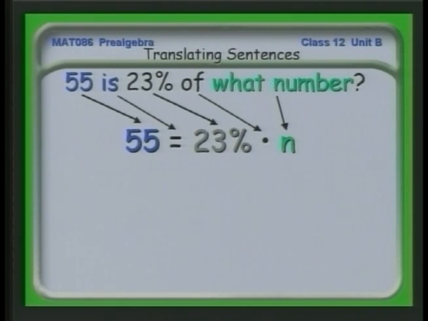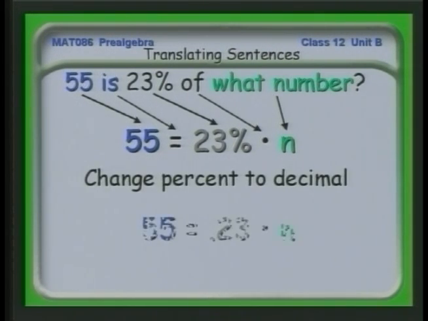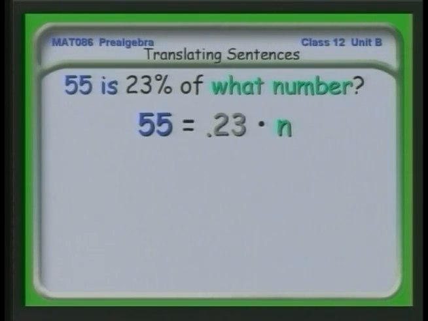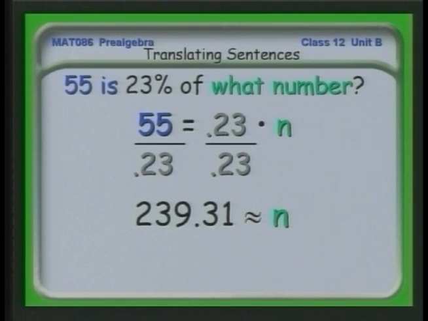55 is equal to 23% times n, changing the 23% to a decimal, and solving the equation, dividing both sides of the equation by 0.23, the decimal equivalent of 23%. When I work that out, I get that n is close enough, rounding off, to 239.13. And as I said, I could express it that way just because it looks nicer mathematically.